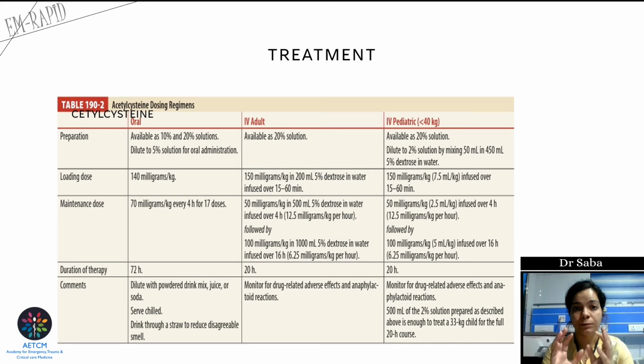it is followed by 100 milligram per kg, infused over a span of 16 hours. What we need to know is that the dosing protocol is 20 hours for IV administration and a 72-hour protocol is followed for oral administration. The loading dose for oral is 140 milligram per kg. For IV, it is 150 milligram per kg, which is infused over a span of 15 to 60 minutes.